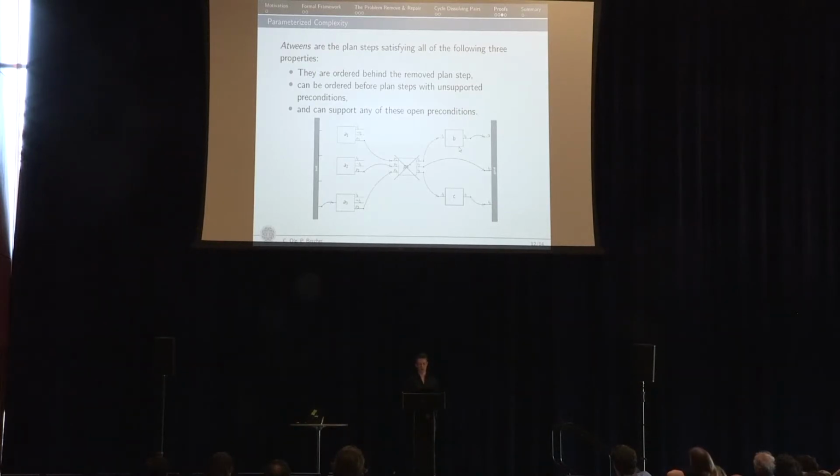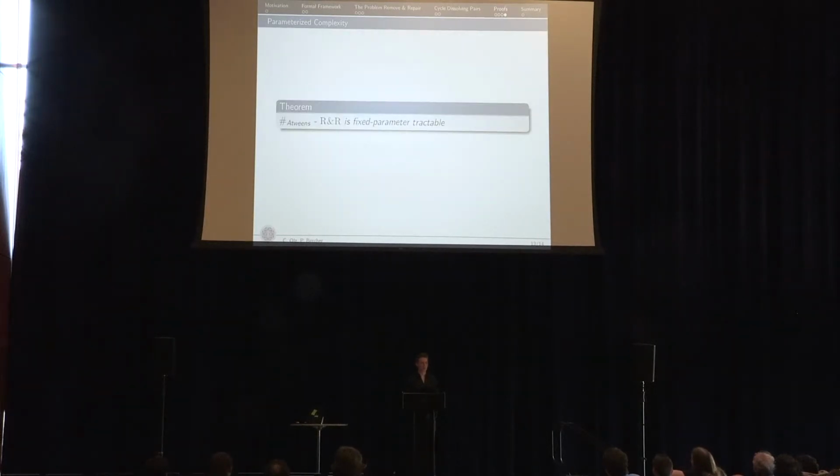And a possible algorithm to solve this problem is just to try all linearizations of the attweens and find an ordering of the remaining ones. But unfortunately, there can be exponentially many of those linearizations, but at least we can say that remove and repair is fixed parameter tractable in this parameter, the number of attweens.